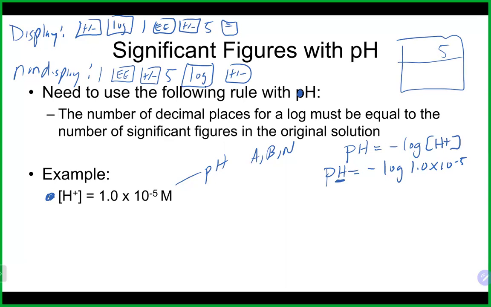All right. What should the answer be? Should it be 5? Should it be 5.0, 5.00, 5.000000? I feel like that's a lot of zeros, so I'm just going to eliminate that one right now. Which one? How should we give the answer?